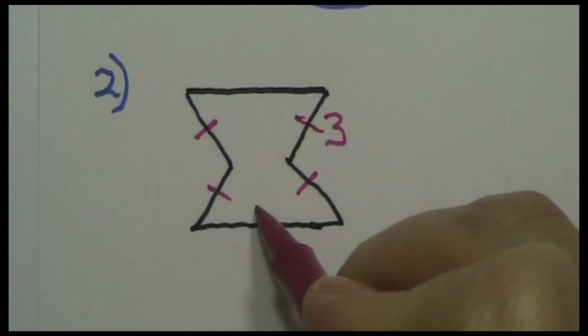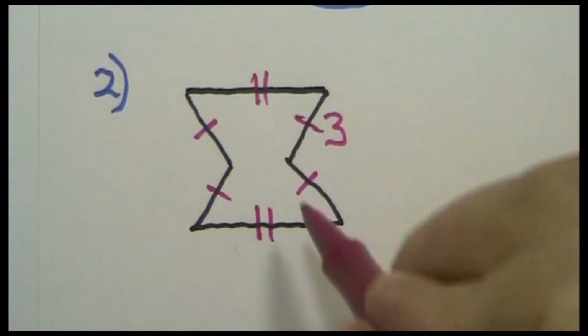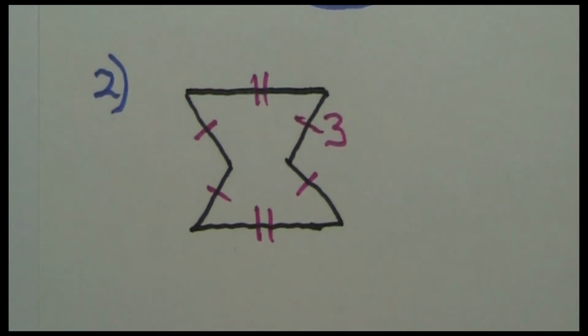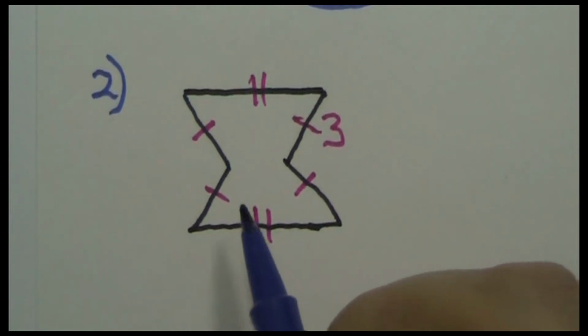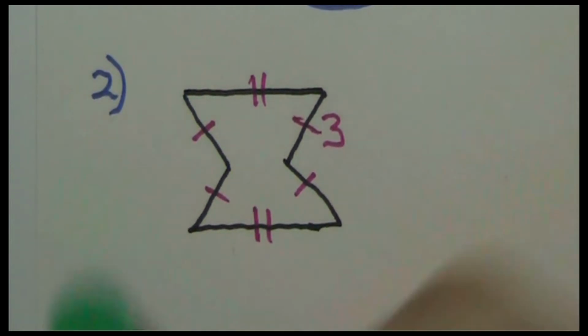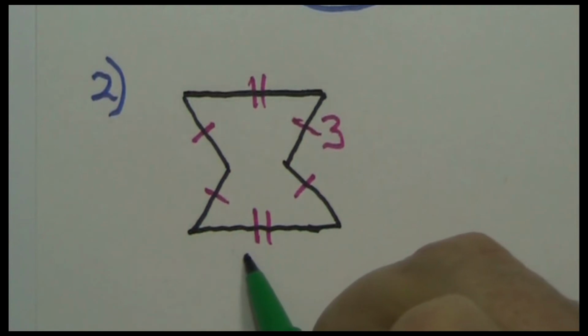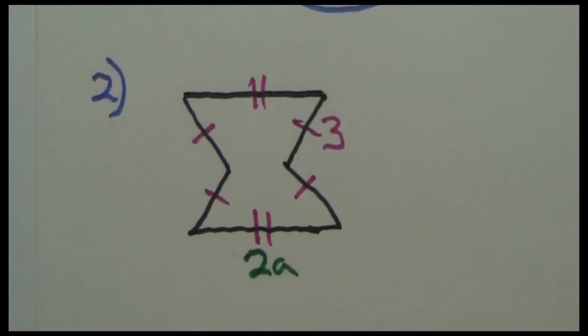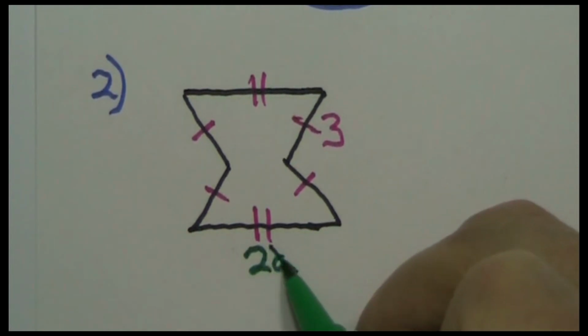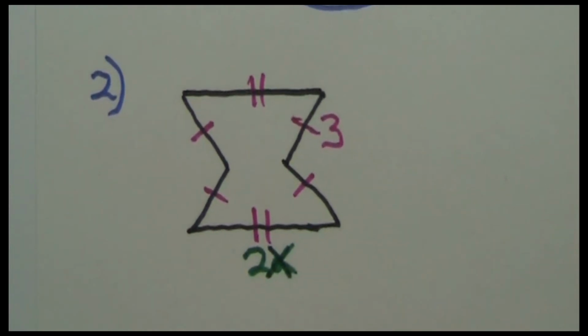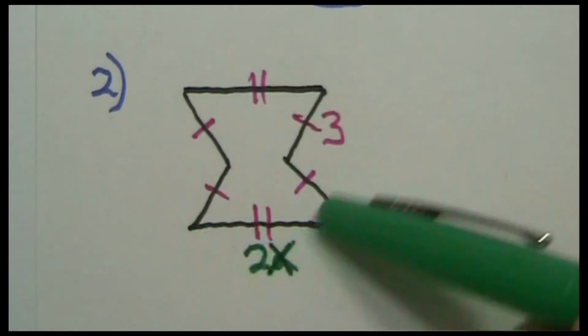And then these side lengths that have 2 little hash marks in them, they're also the same. Let me use a different color here. They are going to be 2a. Why am I putting a in there? It should be 2x. It has to be an x. 2x. My bad.